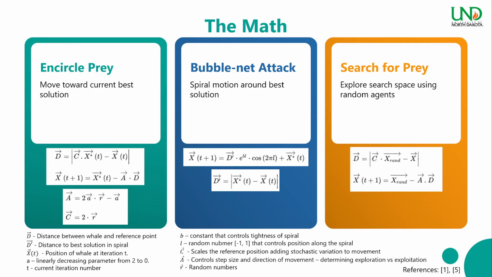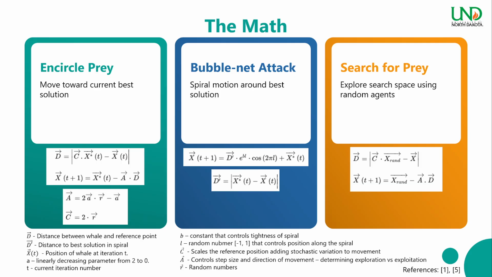And that drives the transition from that exploration to the exploitation phase. So on the left, we see the encircling equation. That's where the agent's moving toward the current best solution. So that's the primary exploitation behavior. In the middle here, we see the bubble net equation. That introduces that spiraling update.